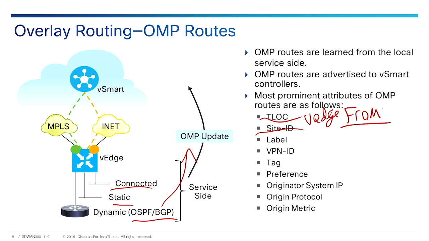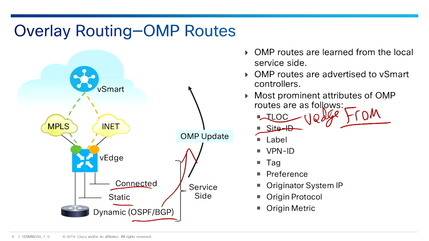So it's going to be the system IP address of the device, what color identifying the link type, and the encapsulation type, whether it's IPsec or GRE. It's going to usually be IPsec. GRE's unusual. Origin is going to be the source of the route, whether it's BGP, OSPF, connected, or static, and whatever metric we associate with the original route.